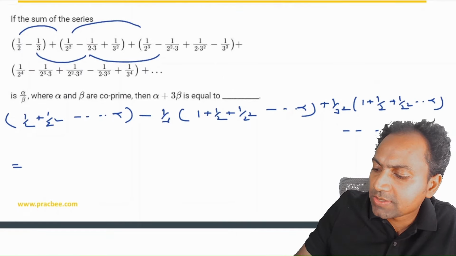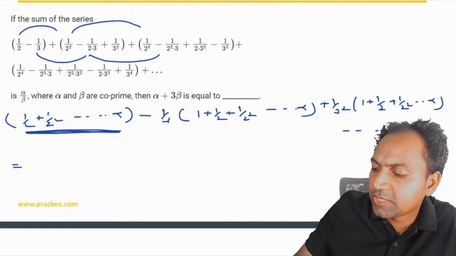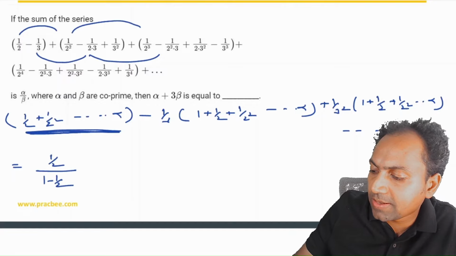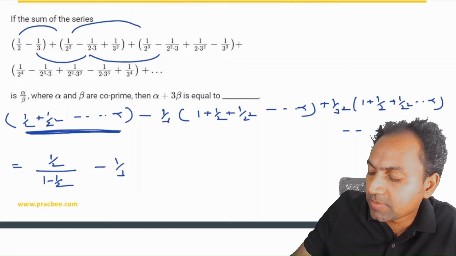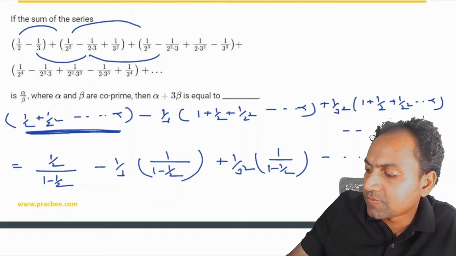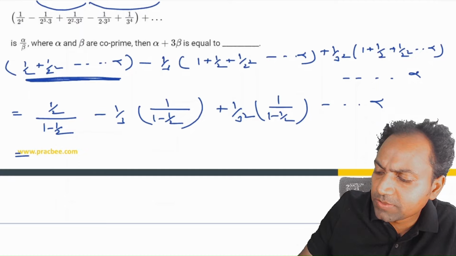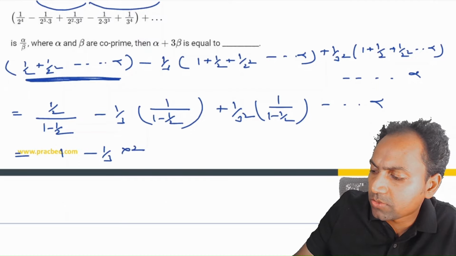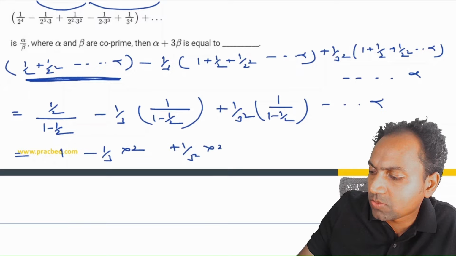So if I do this, this is the first GP that I have. So the sum becomes A upon 1 minus R. The second becomes, in a similar manner, A upon 1 minus R. Similarly, the third one also becomes A upon 1 minus R. And this will go till infinity. So if I observe this pattern, the first term becomes 1, the second becomes 1 by 3 into 2, the third becomes 1 by 3 square into 2.